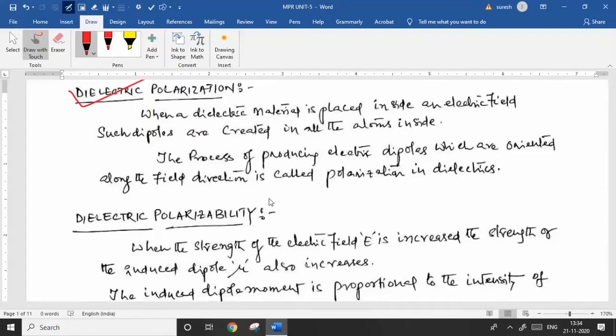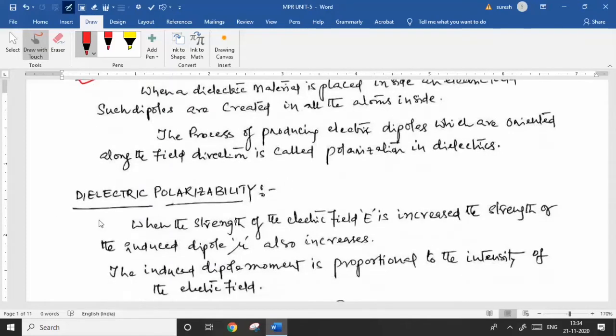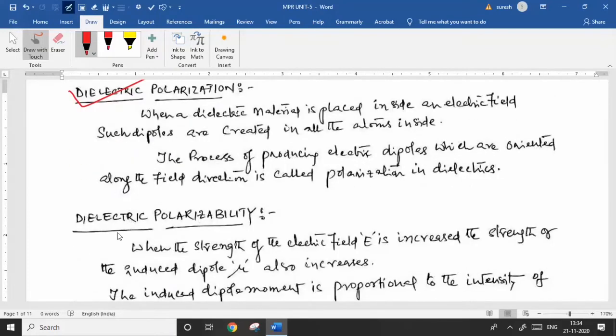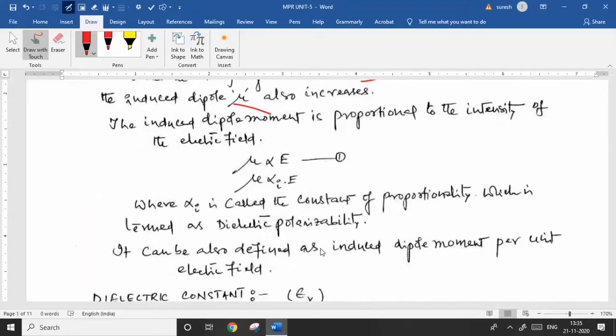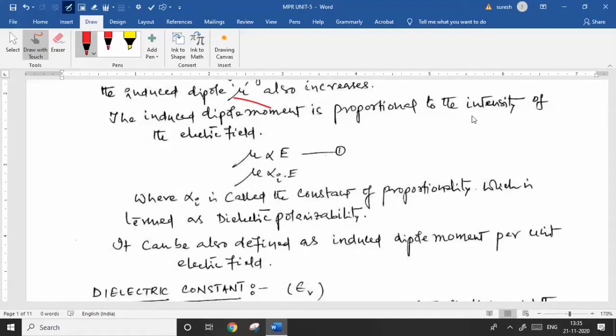Now, based on the atomic view of dielectrics, we would like to explain the second definition, which is called dielectric polarizability. What is dielectric polarizability? When the strength of the electric field E is increased, the strength of the induced dipole mu also increases. The strength of the electric field is denoted by E and the induced dipole by mu. So, we have a relationship between E and mu. The induced dipole moment is proportional to the intensity of the electric field. That is, mu is directly proportional to E.